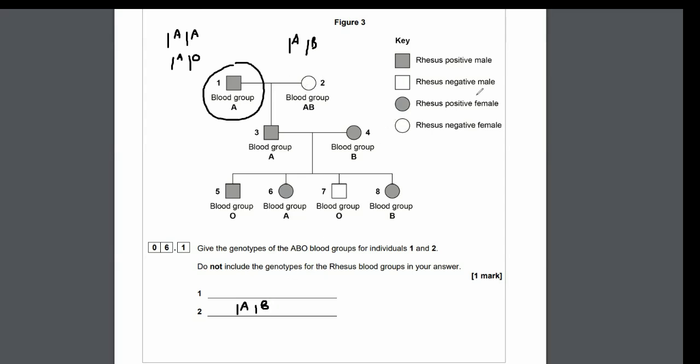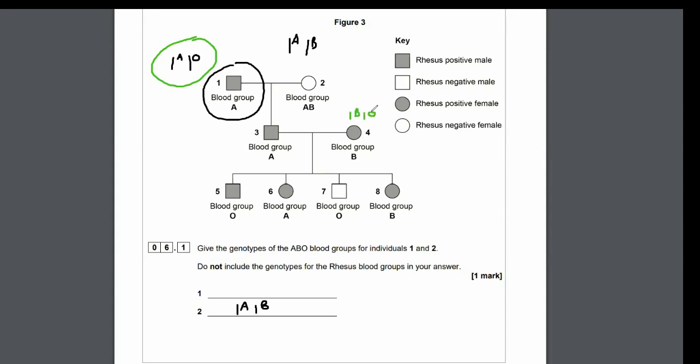But what is the genotype of the phenotype blood group A for person 1? Well, we know that it can be either of these two, but why can't they be IA IA? If they were IA IA, then we know that they couldn't make a blood group B number 4, right? Because they would have to give them an IA. So that number 4 would have to be either IA IA or IA IB. You couldn't make blood group B on its own if person 1 was IA IA.